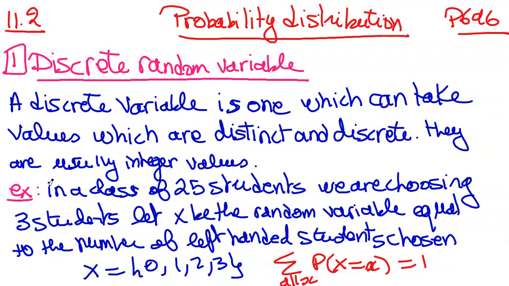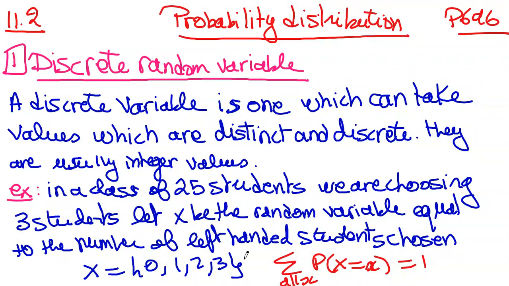Let's say in a class we have 25 students and we are choosing 3 students, and I want to make a condition for choosing these students. I will say let x be the random variable equal to the number of left-handed students chosen. I'm choosing 3 students, but I really want to count what is the probability of having one student that is left-handed. So what's gonna be the values of x, the random variable? Out of those 3 students that I'm choosing, I could have 0 left-handed, I could have 1, 2, or 3. I cannot have more than that.